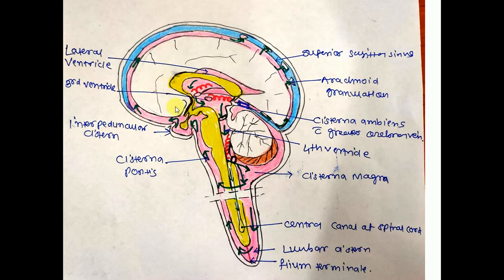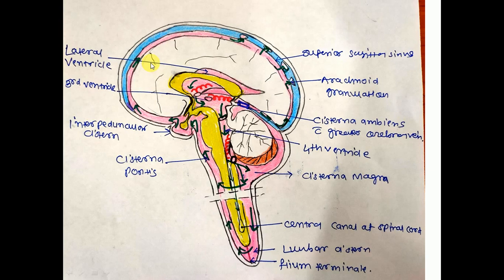Okay. CSF is mainly derived from the blood, and the CSF mainly lies in the various parts of the ventricles. For example, the lateral ventricle, third ventricle, fourth ventricle. In addition to that, it also lies in the various subarachnoid system.